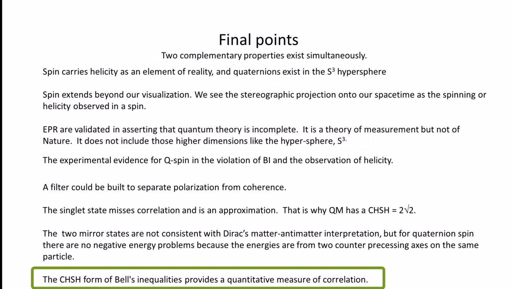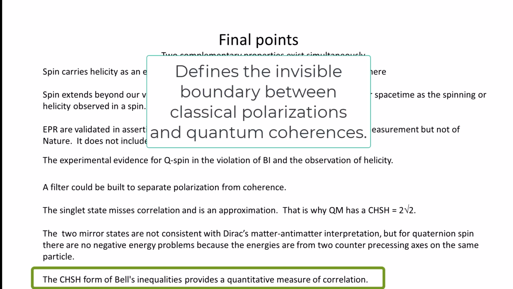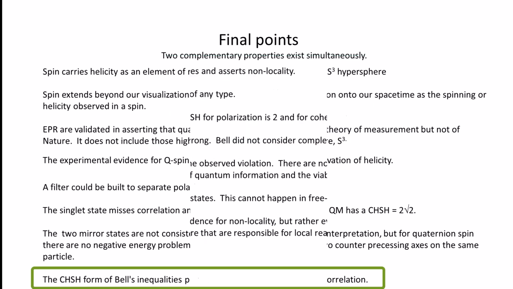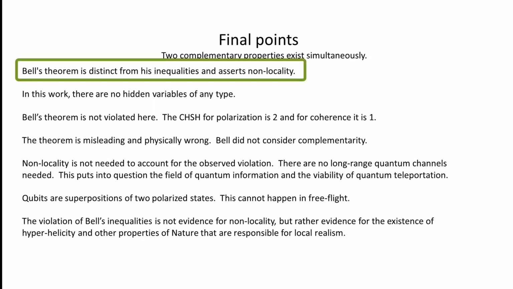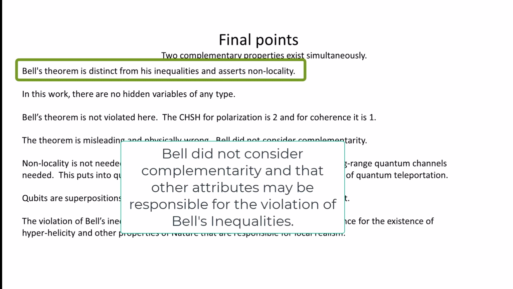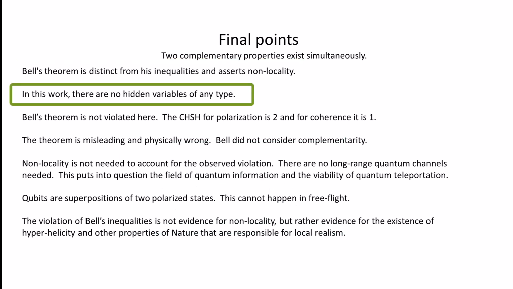The CHSH form of Bell's inequalities provides a quantitative measure of correlation. It defines the invisible boundary between the classical and the quantum with a CHSH value of 2. Bell's theorem is distinct from his inequalities and asserts non-locality. This conclusion was reached because Bell did not consider that other properties might exist. He only considered polarized particles of plus and minus outcomes.